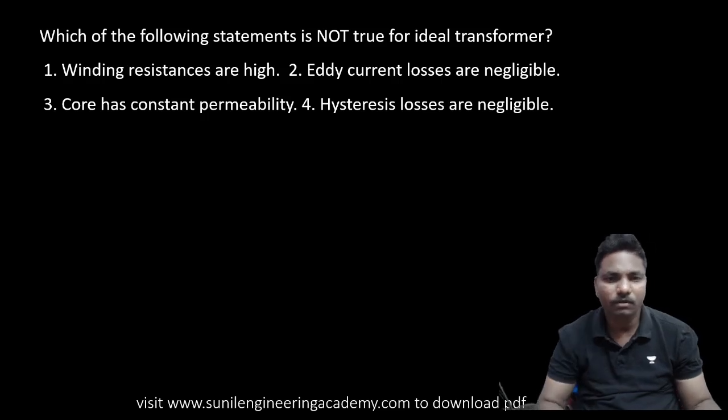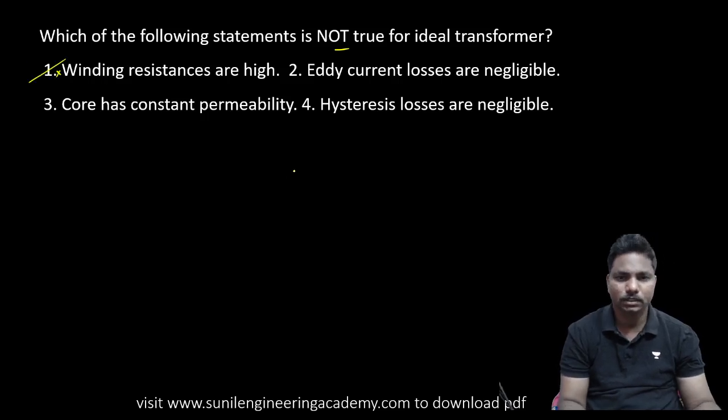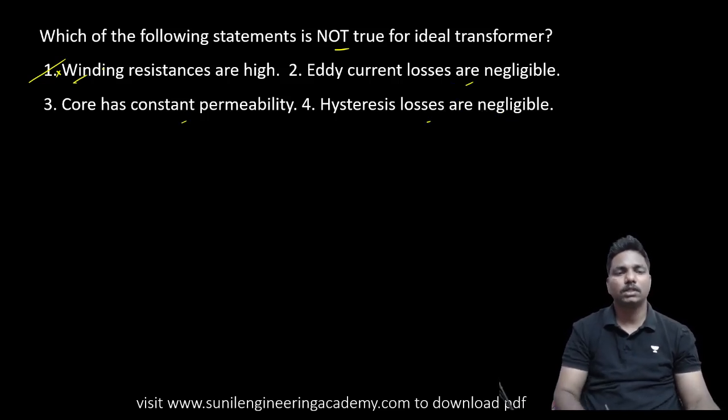And the next one: which of the following statements is not true? First one, winding resistances are high. No, winding resistances have to be low. So which is wrong? The wrong one is the correct answer. Eddy current negligible, that is ideal. Constant or high permeability, that is ideal. Hysteresis losses are negligible. So all these are correct, and this one only is wrong. So that is the correct answer.